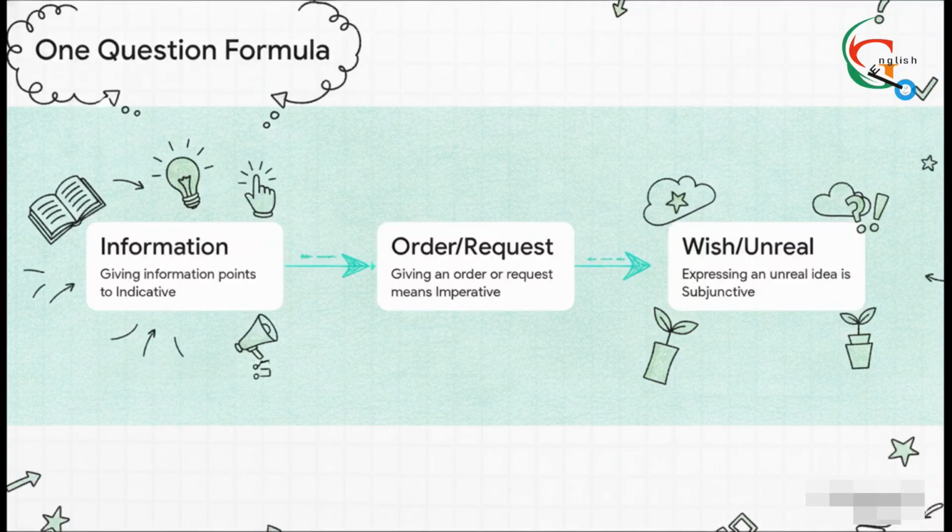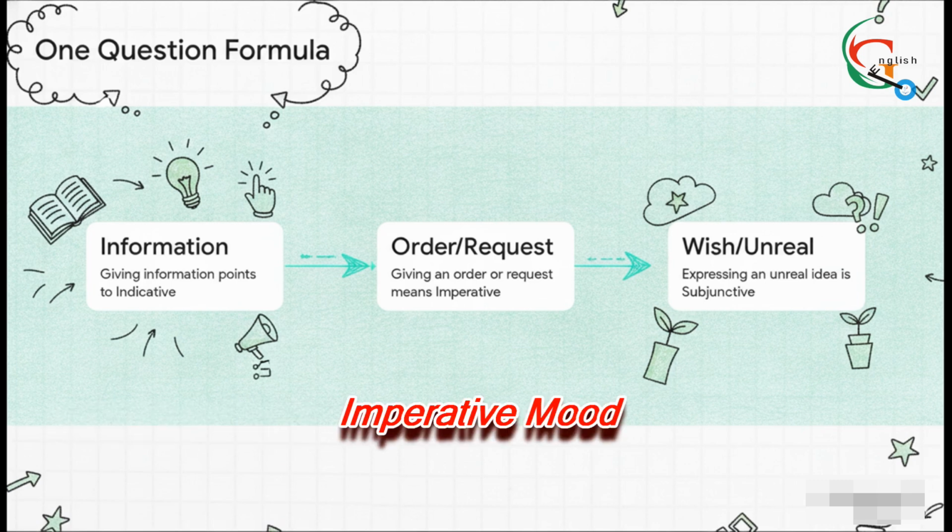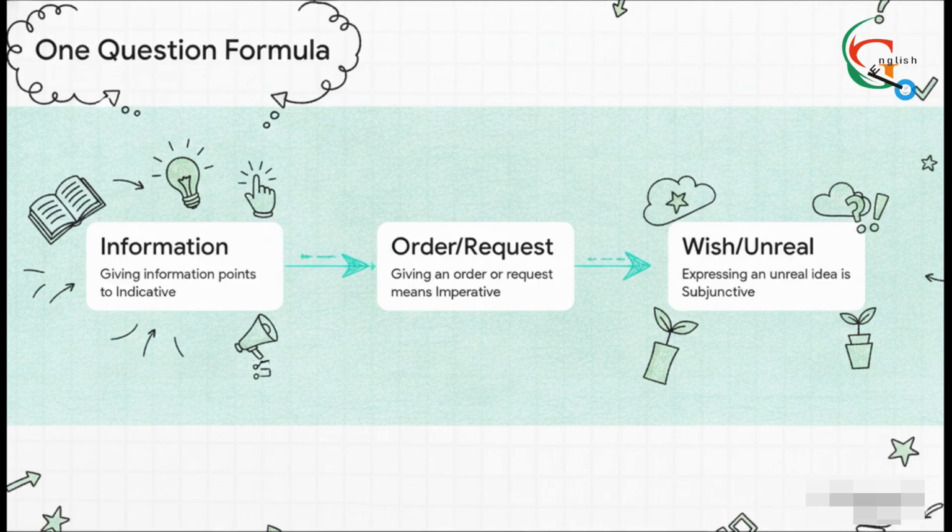Step 1, are they giving information? Yes, indicative. Step 2, are they giving an order or request? Yes, imperative. Step 3, are they expressing a wish, suggestion, or unreal idea? Yes, subjunctive. That's the whole shebang. Three incredibly fast, logical steps that cut right through the confusion.